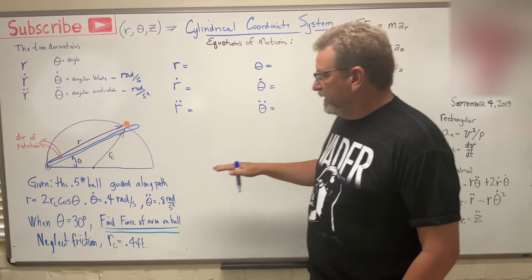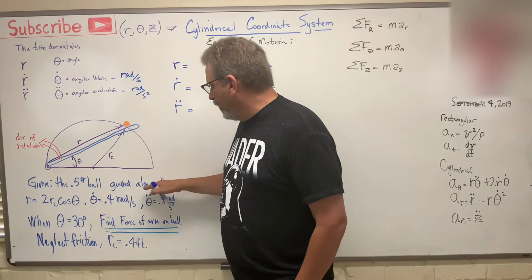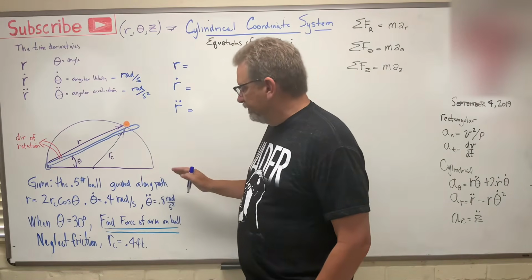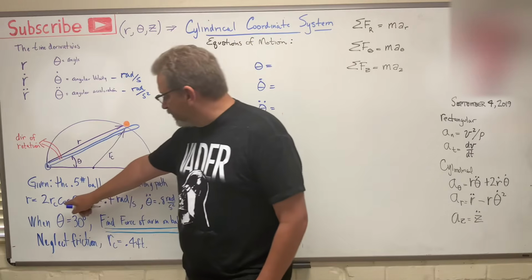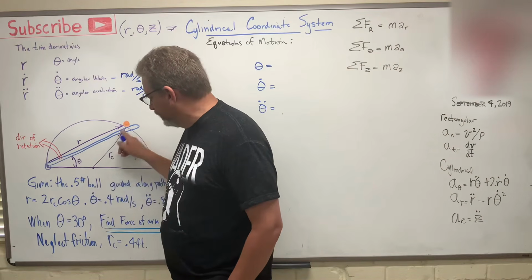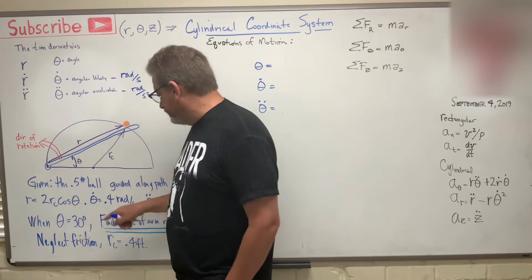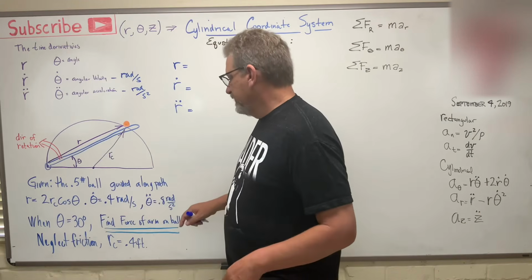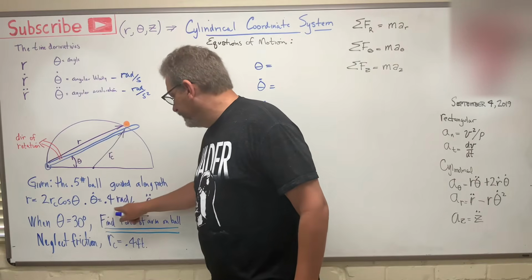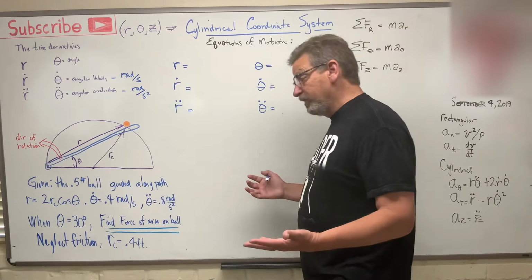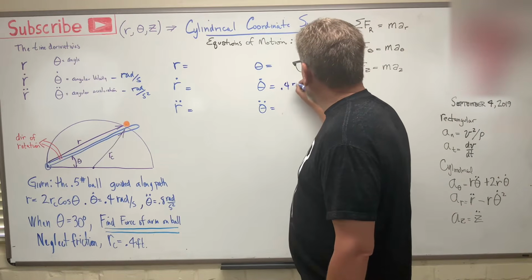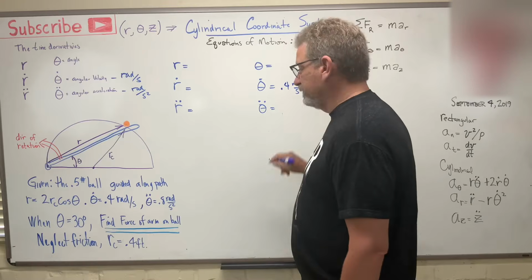Now let's look at this problem. We're given here that a half-pound ball is guided along a path, and the path is this radius here. We're given an equation of 2 r_C, where r_C is the radius of the circle, times the cosine of theta. So we're given an equation for that. And theta dot is 0.4 radians per second. We're just given that, right? 0.4 radians per second.